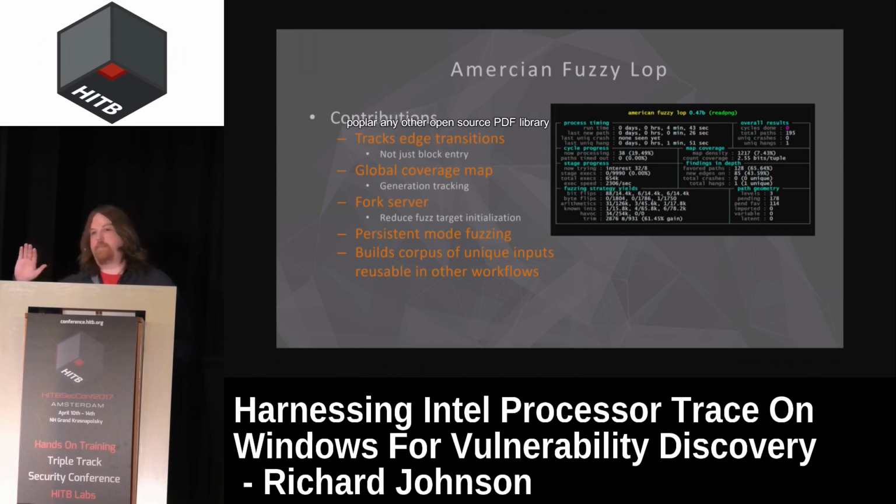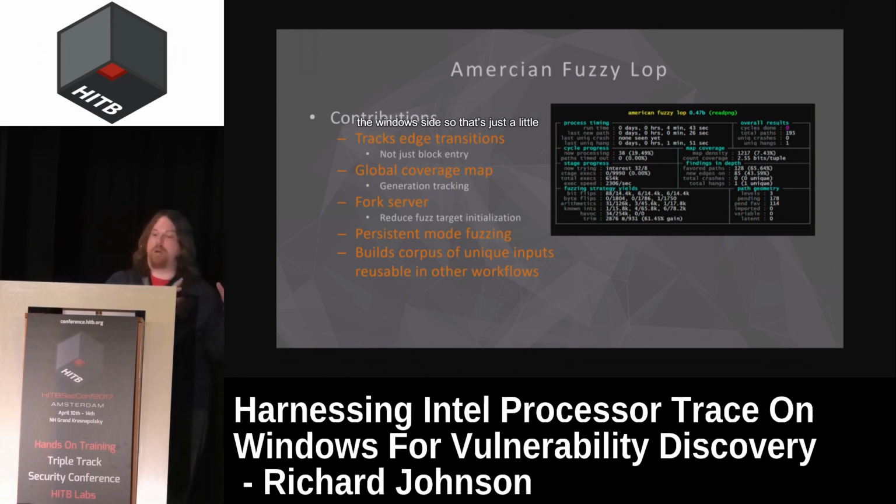but you can take American Fuzzy Lop and point it at Poppler or any other open source PDF library, and it keeps the corpus. It keeps every unique input that it saw take a different branch in the open source version. So you take all those over, and then that's where you start fuzzing on the Windows side. So that's just a little side note. But some fuzzers don't keep the entire corpus. They only keep the crashes. And actually a lot of value is in those unique inputs that you can then use as inputs into other parts of your workflow.